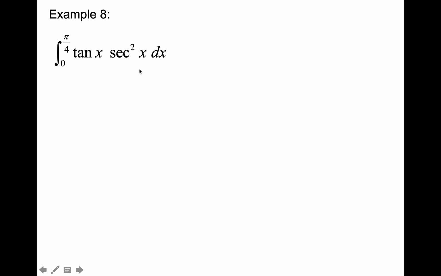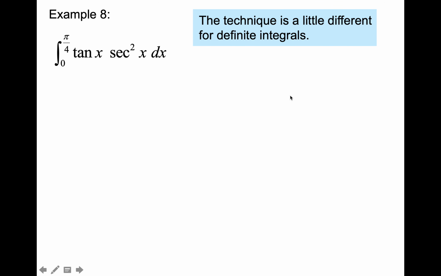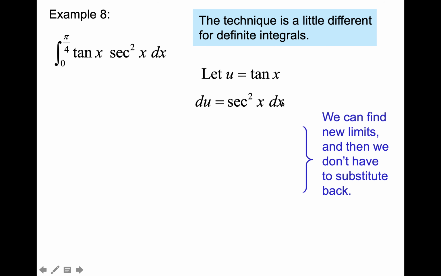So I know that the derivative of tangent x is secant squared x, so I would let u equal tangent x. A little different technique, but we're still going to let u equal tangent x. Then the derivative is going to be secant squared x dx, because remember, du/dx equals secant squared x. They split the variables. So now we see that we have this information.